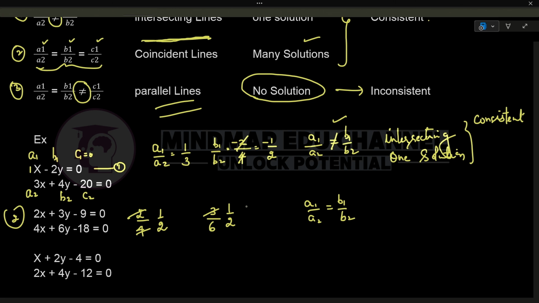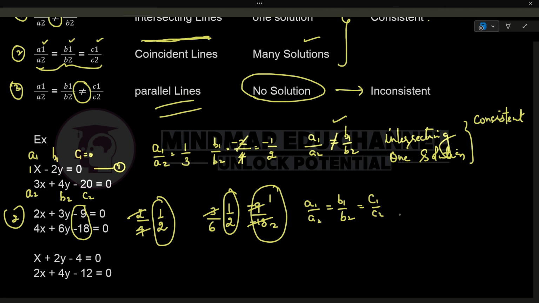Now let's check C1 upon C2. So C1 over C2 here is minus 9 over minus 18. So it will be 9 ones and 9 twos. So is it equal? Yes. So C1 over C2 is equal to... All are in the ratio 1 over 2, 1 over 2 and 1 over 2.